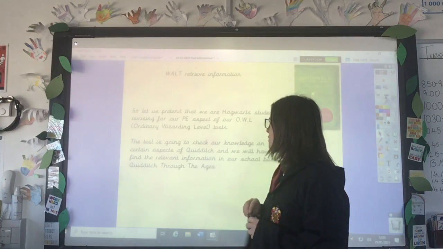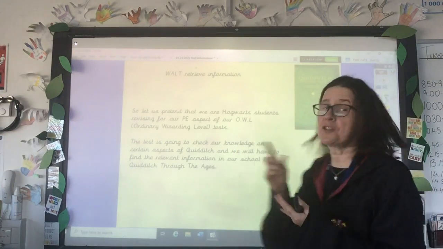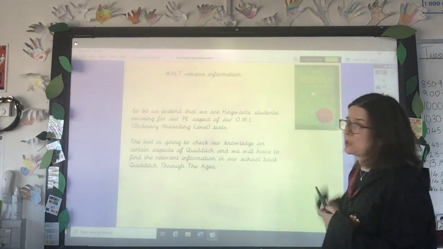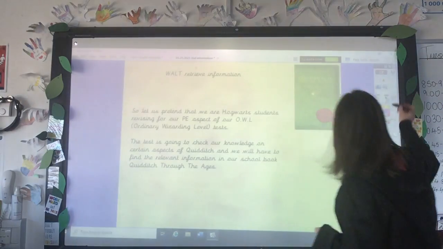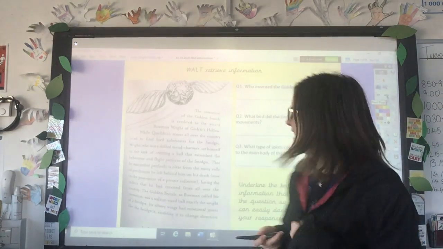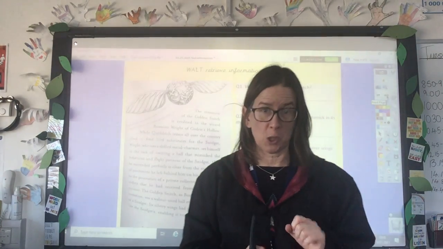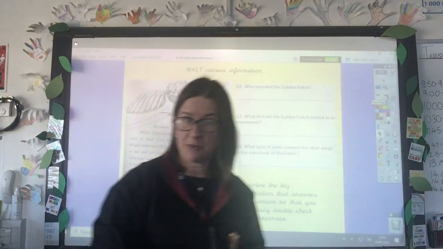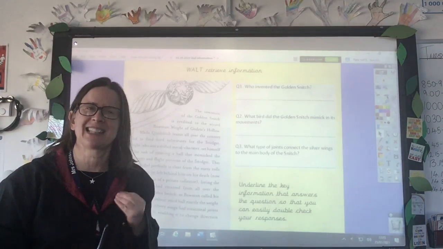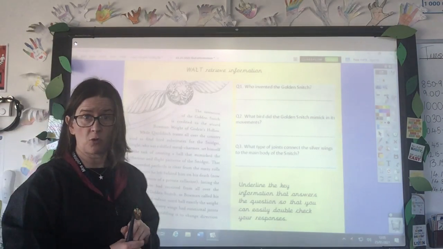The test is going to check our knowledge all about Quidditch, and we will have to find the information to answer those questions in our school book, which is called Quidditch Through the Ages. Now obviously I'm sure you don't all have the book Quidditch Through the Ages to hand, so we have just taken some extracts from it for you to look at today in your guided reading lesson. But let's have a look at a little bit together first, so I can give you a few tips for when you start working on your own.